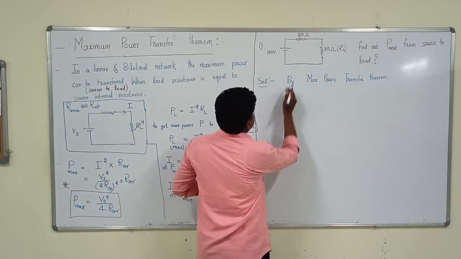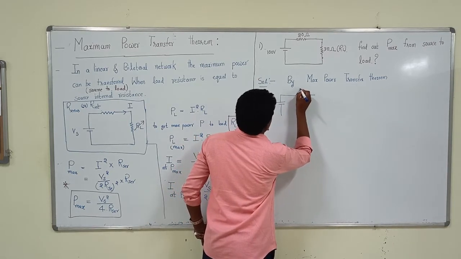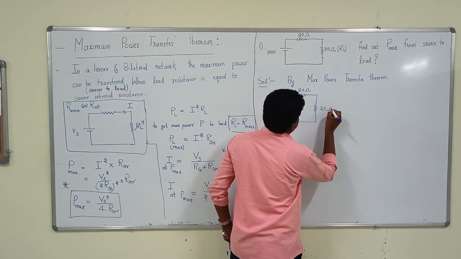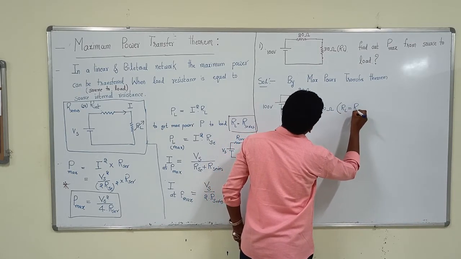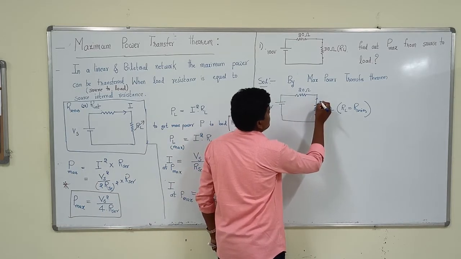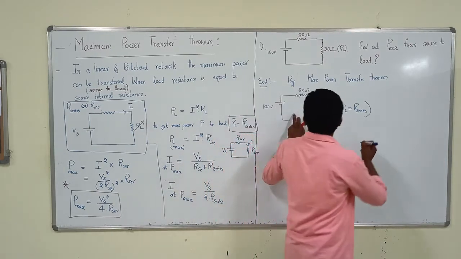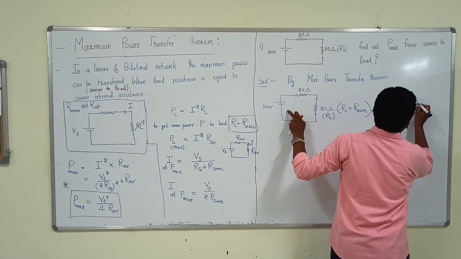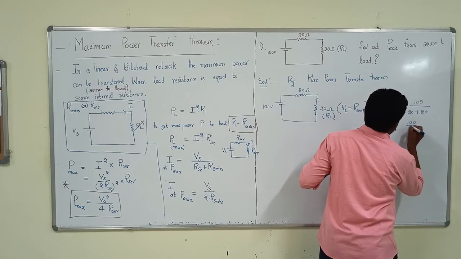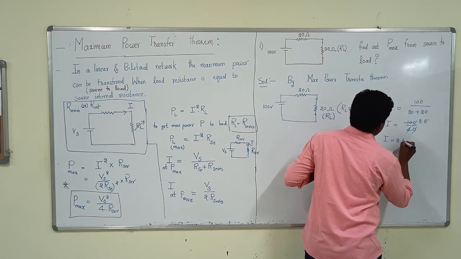What is the theorem? The maximum power can be transferred from source to load. This is the 20 ohms, and the 30 ohms load resistance again becomes 20 ohms. The reason is that the load resistance is replaced with the internal resistance. Now, to find the current, the formula is the source voltage 100 by 20 plus 20. So the current is 100 by 40, which is 2.5 amperes.